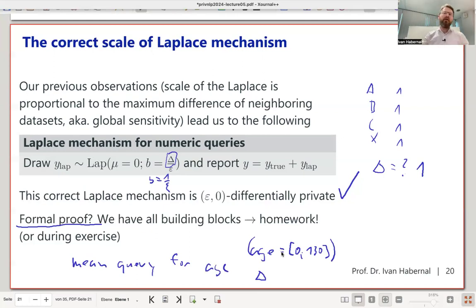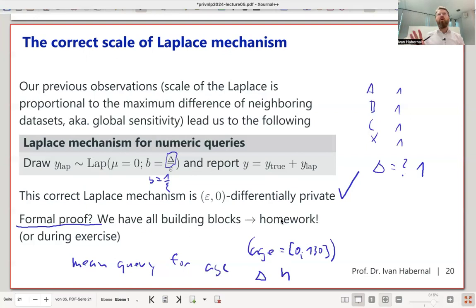It has to do with: if you remove one person from the data set, in the worst case, how will the result change? It has something to do with the size of the data set, right? Because for the mean, you need to know how many people are in the data set, which should be public information. So if you have n persons in the data set, and so on, do the math. So this is the global L1 sensitivity. Any questions?